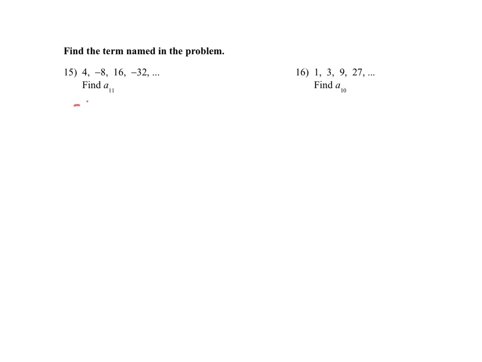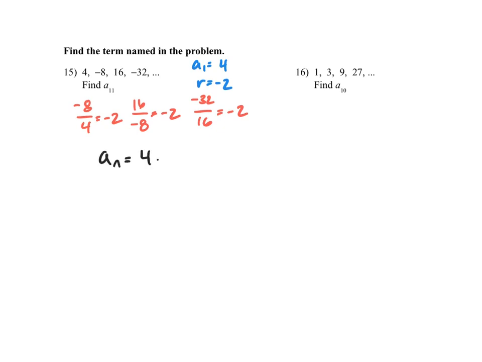So to find the formula, I would take negative 8 and divide it by 4, and I'd get out negative 2. Then I'd take 16, divide it by negative 8. It is also negative 2. Negative 32 divided by 16 is also negative 2. All right. Now, cool thing there is now we know that our ratio is negative 2. What is our first term? 4. So, A sub n would equal 4 times parentheses negative 2 to the n minus 1.